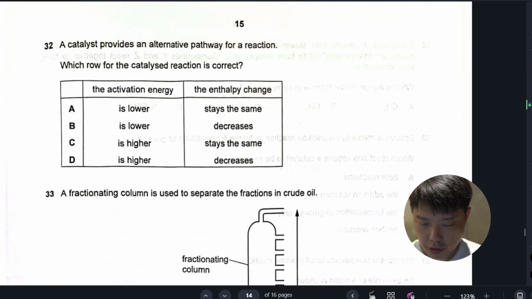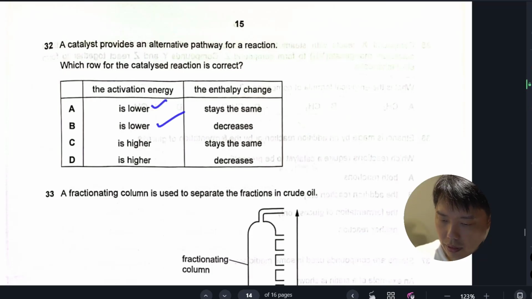Okay, so for question 32, catalysts provide alternative pathway for the reaction. Which rule for the catalyzed reaction is correct? Activation energy is lower, yes. Enthalpy change stays the same. Alright, so our answer here should be A.